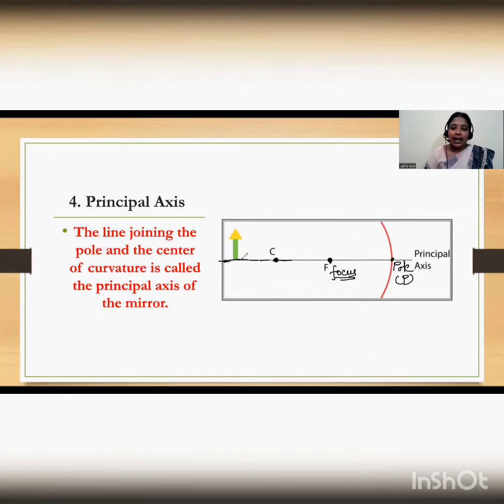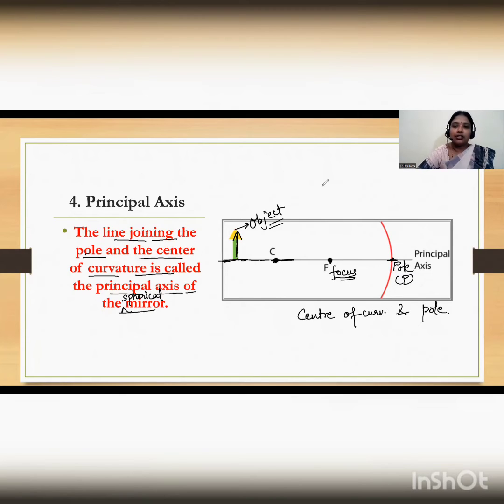The line that passes through the center of curvature and the pole is known as the principal axis. So you can see the line joining the pole and center of curvature is called the principal axis of the spherical mirror. This arrow is nothing but an object. An object is always represented by one arrow. So the principal axis is nothing but an imaginary line that passes through the center of curvature and pole.